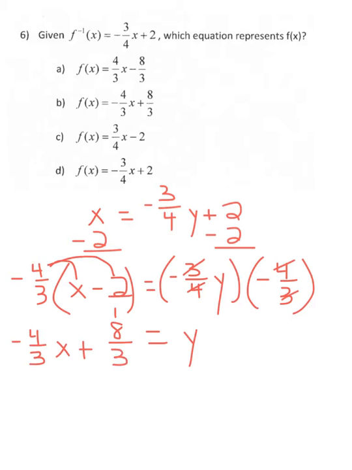So all they did in the answer was, instead of using y equals, they wrote it in function notation. They wrote f of x. And then let's just look for which one says negative 4/3 x plus 8/3. Okay, it's letter B.